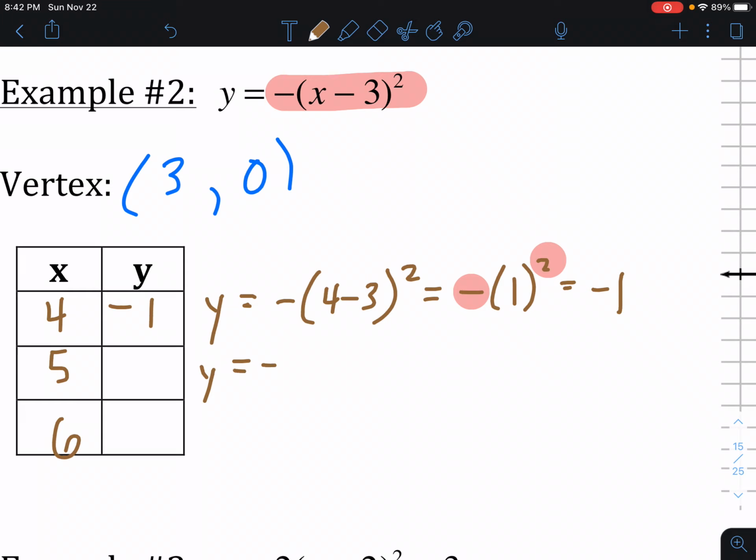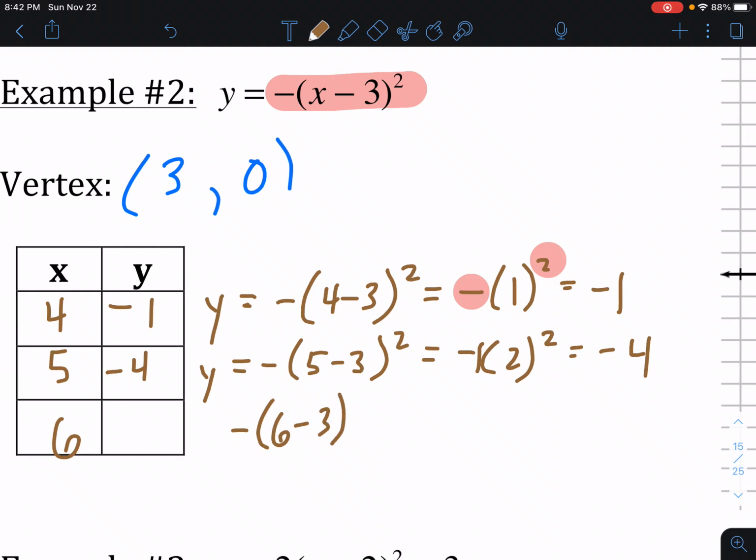So let's plug 5 in this time for the x. Carry over the negative. 5 minus 3. Remember, order of operations. Parentheses first. Then exponent. 2 squared is 4. Carry over the negative, okay? It's technically saying like negative 1 times, so exponent comes before multiply. And then throw the 6 in. Carry over negative, parentheses, squared, carry the negative, negative 9.